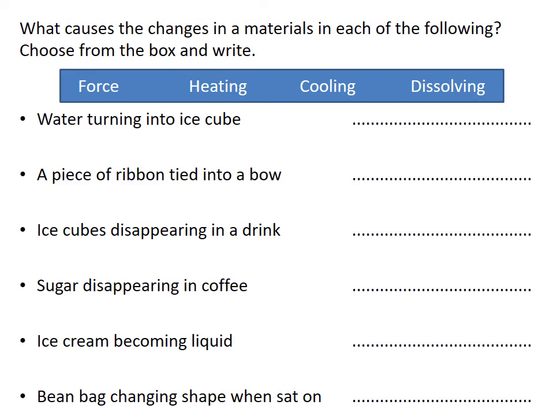First one, water turning into ice cube. Number 2, a piece of ribbon tied into a bow. Ice cubes disappearing in a drink. Sugar disappearing in coffee. Ice cream becoming liquid. Bean bag changing shape when sat on.